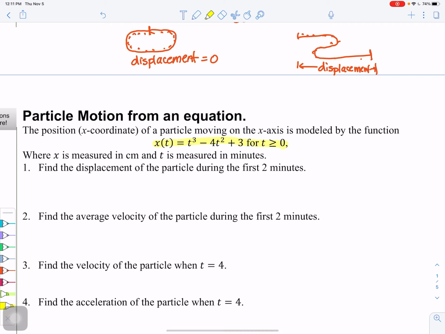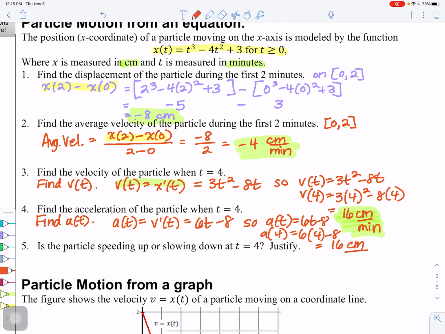Okay, now we want to find the acceleration. So we need to find a of t first, and then we'll plug in 4. So we really want to find a of 4. So acceleration is the derivative of velocity, and that's just 6t minus 8. So a of t is 6t minus 8. So a of 4 is 6 times 4 minus 8. And there's no relationship. It just happens again to be 16. And this time it's per minute squared. I got it a little crowded here, so I'm highlighting these.